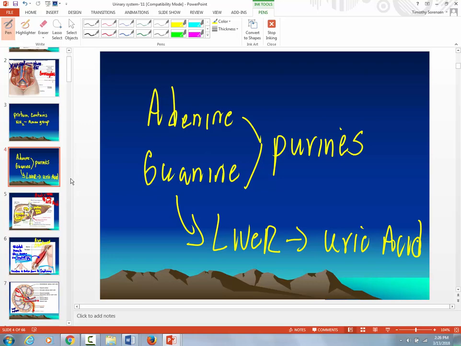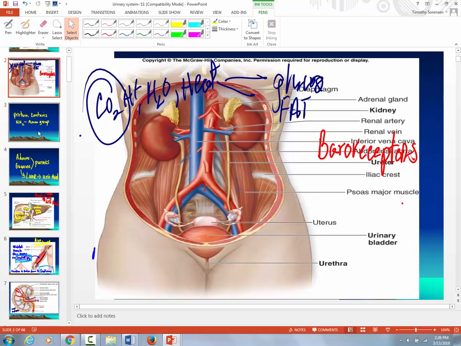Okay. So those are the three waste products, the nitrogen waste products, and then you got to get rid of creatinine. The other thing that the kidney does, huge function of the kidney, is that it maintains long-term pH. I'll explain that when we get to the nephron. The other thing it does is it maintains fluid and electrolyte balance.